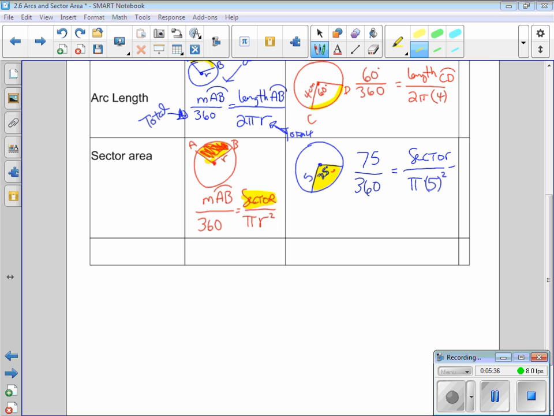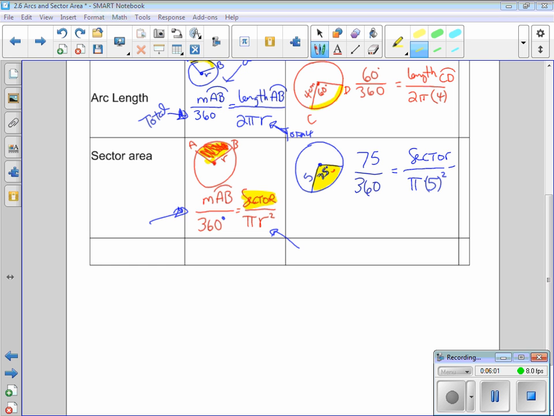All right, last but not least, sector area. So this is the pizza problem. So here's the formula for finding sector area, the amount of squares it takes to cover your piece of pizza, right? And so it's the measure of arc AB, that would be again in degrees, out of 360 degrees. And then the sector area would be out of the total circle's area, pi r squared.